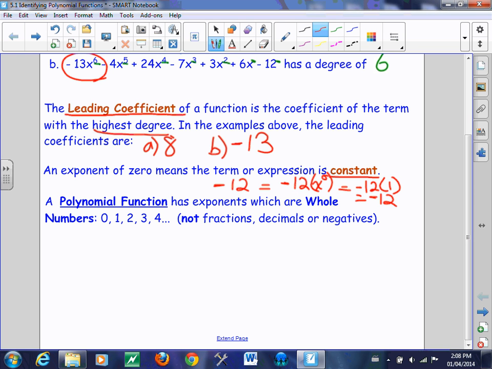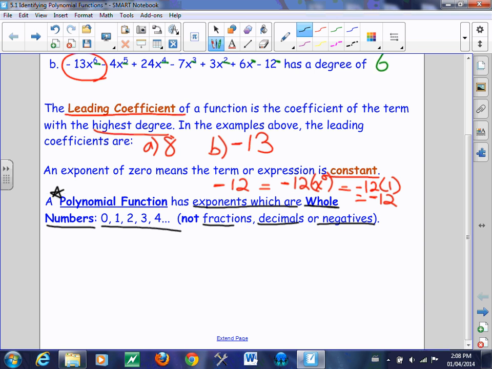Now, an important definition that might be new is the polynomial function. What we need to know is that it has exponents which are whole numbers. Whole numbers means that they start with 0 and they go on. There are no fractions, no decimals, and no negatives. So you can't say that they're integers, because integers also allow for negative numbers. So you have to say they are whole numbers. That's to keep in mind.